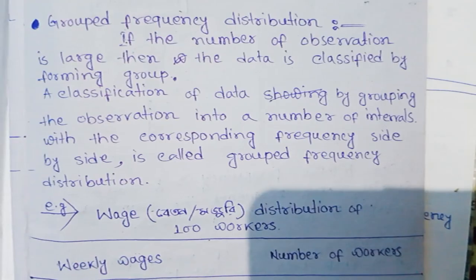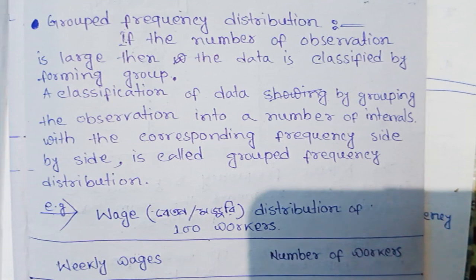Okay, next, grouped frequency distribution. Now what is grouped frequency distribution? The definition says that if the number of observations is large, then the data is classified by forming groups. Think that in case of any kind of data, if we have a large number of values, then we cannot write or express the data separately. It will be difficult to express like that. So in that case, to make it short, we form some groups so that it will be easy to express the data.